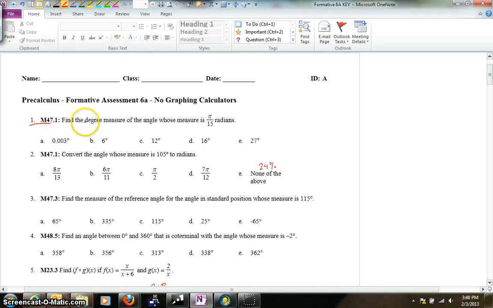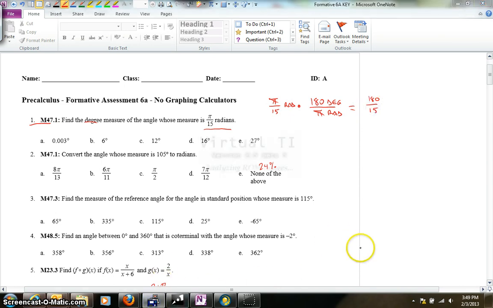On number 1, we're trying to find the degree measure of an angle that is pi over 15 radians. Since I want to take it from radians into degrees, I'm going to multiply it by a conversion factor. That conversion factor should have radians in the denominator and degrees in the numerator, because then radians will cancel. There are 180 degrees in every pi radians, so I can just multiply this and find my results. I can see already that pi will cancel, and I'm left with 180 over 15.